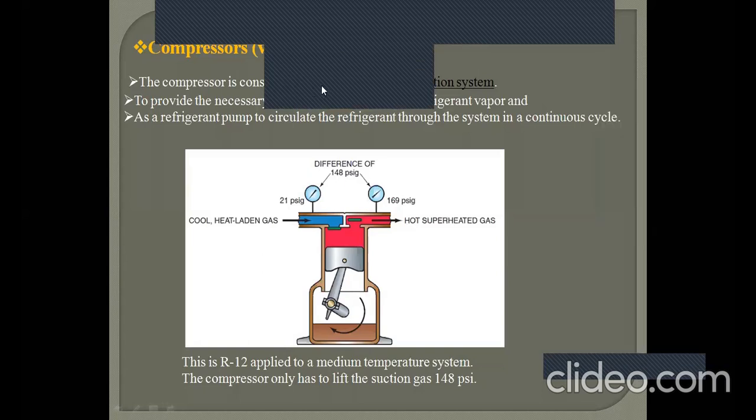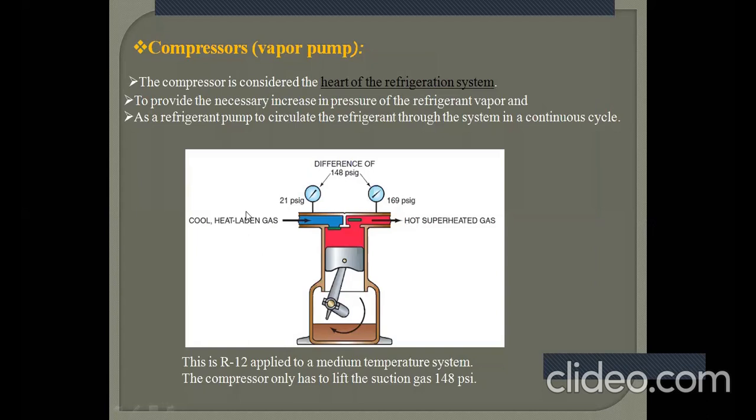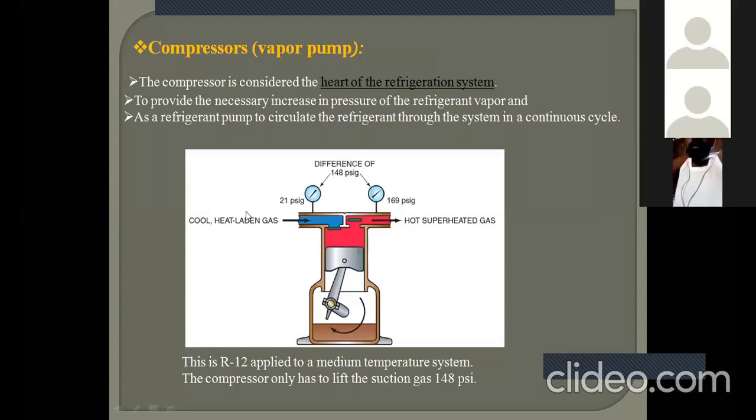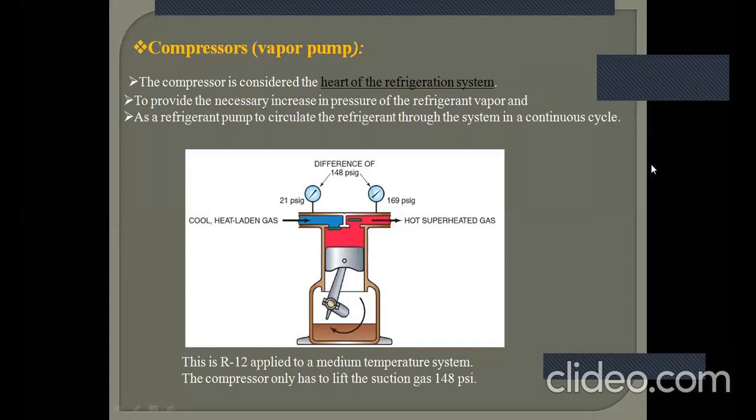The second role that the compressor needs to play is that of a refrigerant pump. It works as a refrigerant pump to circulate the refrigerant throughout the system in a continuous cycle. So the first role is to increase the pressure, and the second role is to circulate the refrigerant. That's why it is also called a vapor pump.